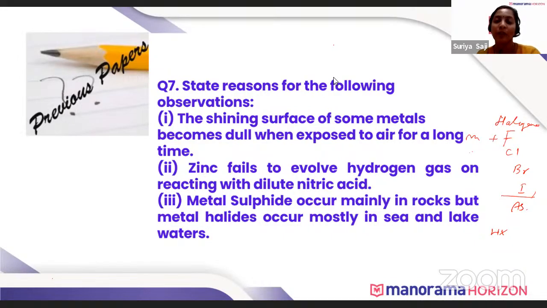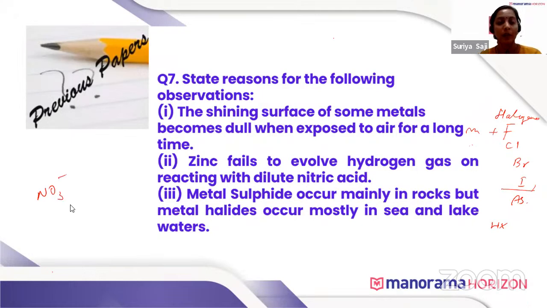Usually when we discuss solubility, sulfides are insoluble in water, but chlorides are soluble in water. Similarly, nitrates, NO3 minus, will be soluble in water. Chlorides will also be soluble in water. We will discuss the solubility parameter later. But as of now, metal chlorides and metal halides are soluble, but metal sulfides are insoluble in water. This we need to keep in mind.